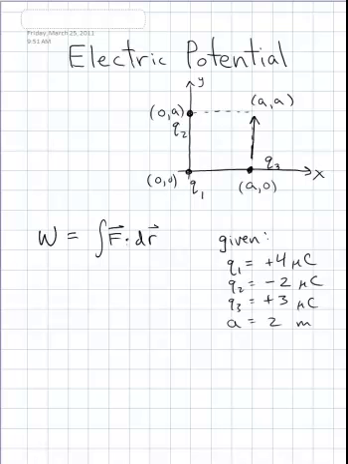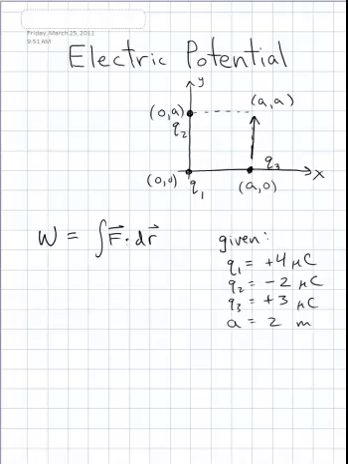Now, if you really wanted to do this approach, you could break it up into two problems. You ignore Q2, pretend Q2 is not in the situation at all, and you find the work done by Q1 in moving Q3 from its starting point to its ending point. And you can find a path to take that would be fairly easy. You'd break it up into a path that's in the same direction as the electric field lines, and then one that's perpendicular to that. And that would be fairly easy to do, to find the work done by Q1 in moving Q3.